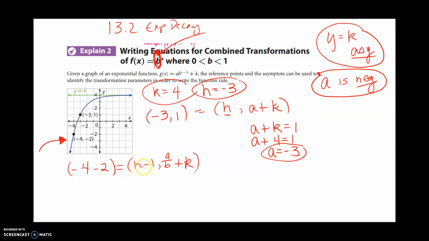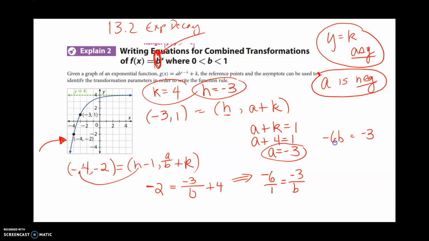H minus 1 is negative 4. That one doesn't tell us anything new. We already know that. But now this one: negative 2 equals a is negative 3 over b, k is 4. So now we're going to solve. If I subtract 4 from both sides, this is what I get. And I can cross multiply here, can't I? Negative 6b equals negative 3. Divide by negative 6. b equals 1/2.